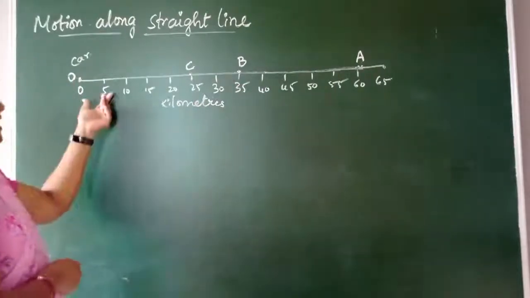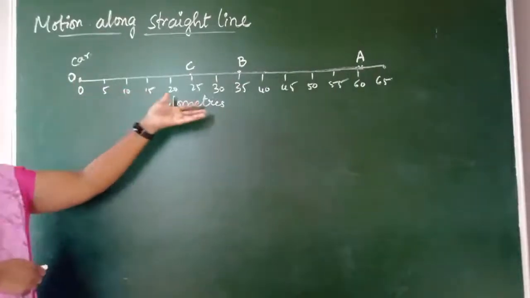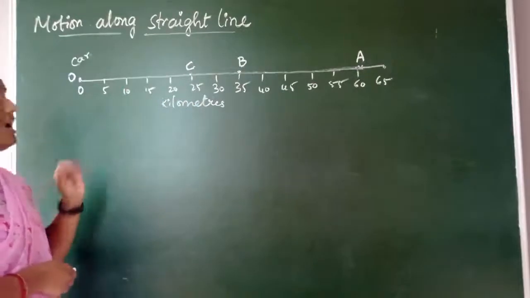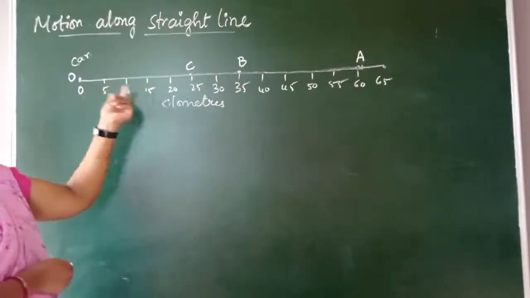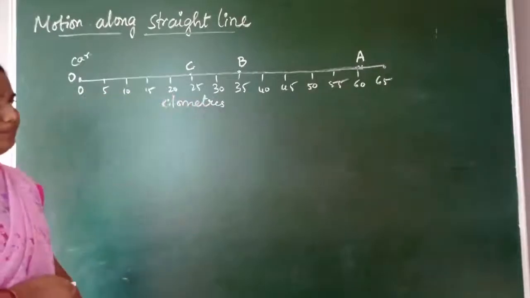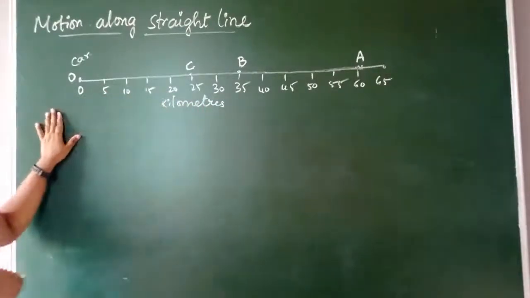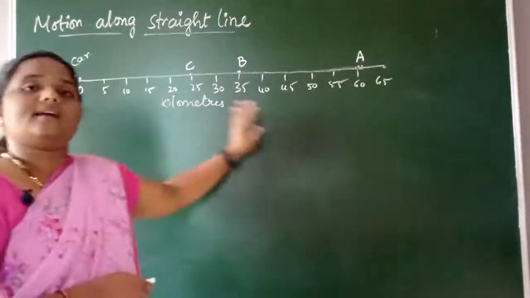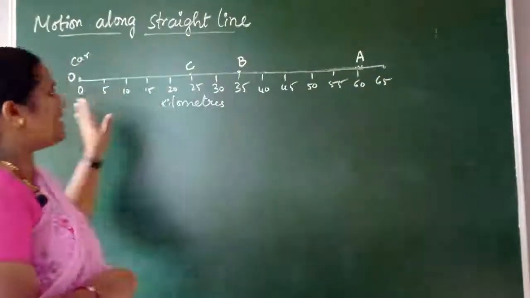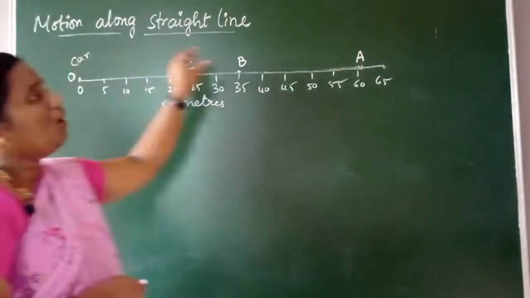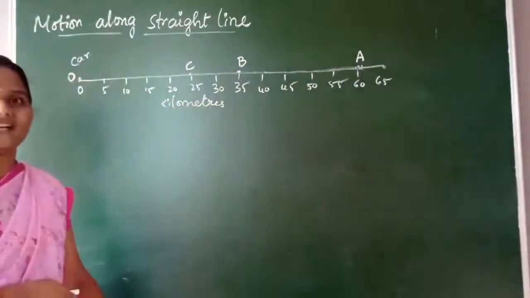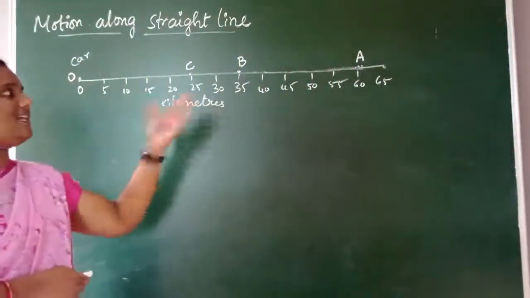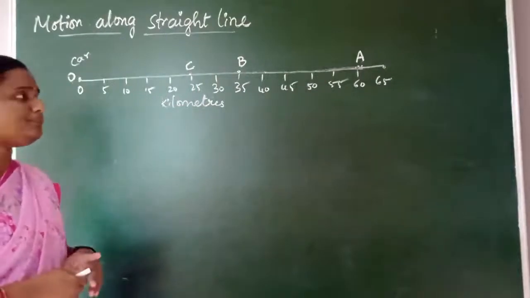Understanding, children? For each unit we have a difference of 5 here. How many kilometers of difference do we have? For each unit we have 5 units here. So in this case, what is the path length or distance, children? The total distance from the initial point to the final point. OA is the total distance, nothing but 60 kilometers, isn't it?